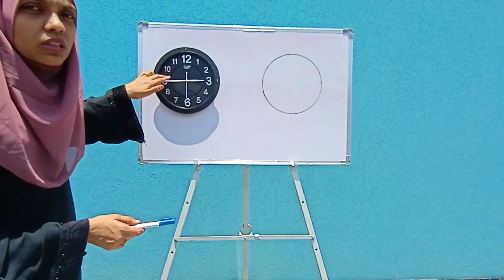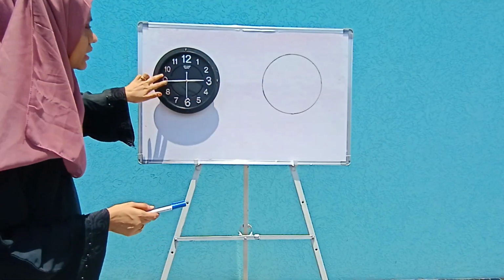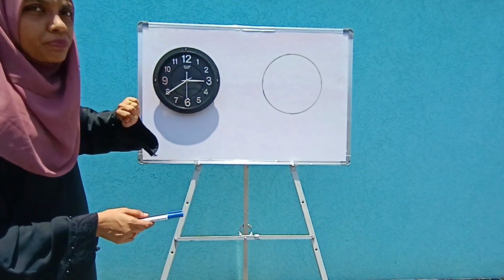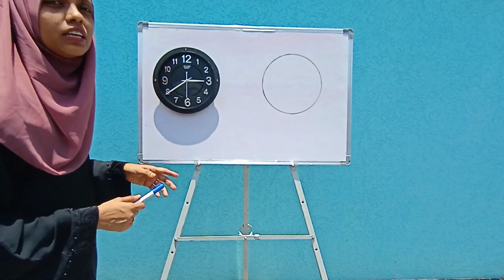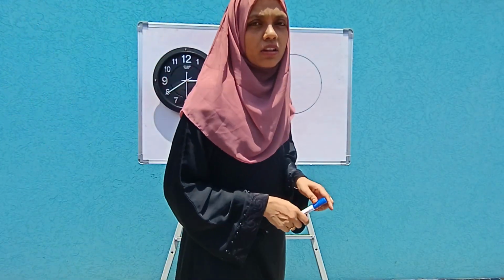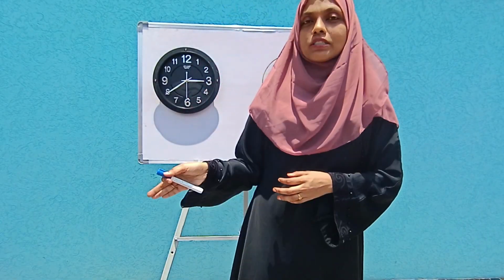It means the circle is a well-rounded figure where the points on the boundary are equidistant from the center. That means the distance from the center to the other points is equal. This is called the circle. And now let's move to the parts of the circle.